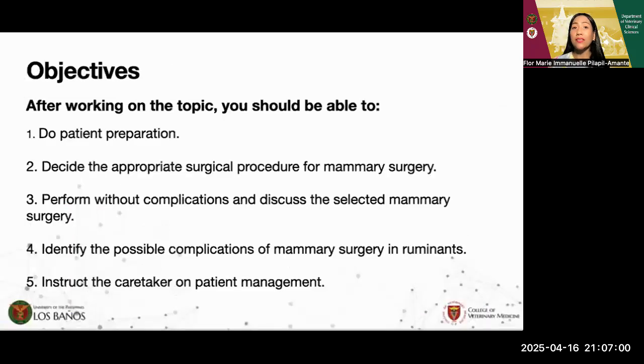For our objectives, you are expected to do patient preparation properly, to decide the appropriate surgical procedure for mammary surgery, to perform and discuss the selected mammary surgery without complications, to identify the possible complications coming from the selected mammary surgery, and finally, to instruct the caretaker on post-op patient management.